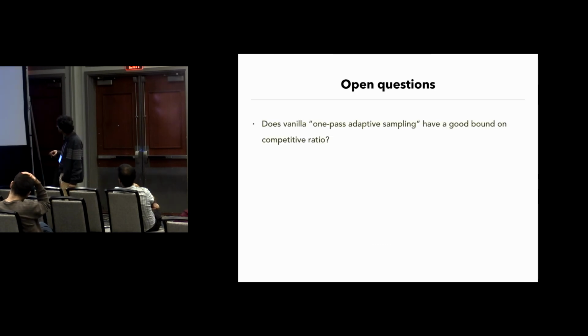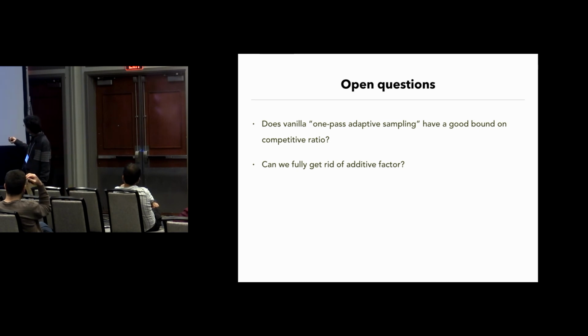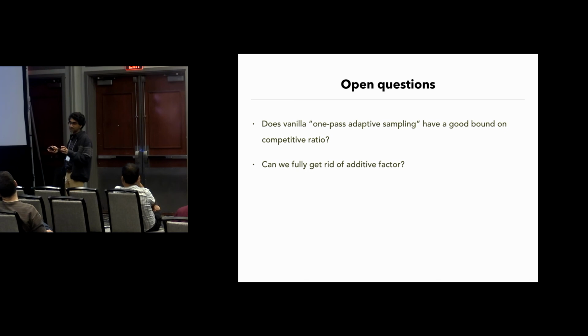And all right, so let me end with a few open questions. So one thing, as I was saying, we don't know if a vanilla 1-pass adaptive sampling actually gives any bound. Okay? We didn't go too much into it because we had some examples that showed that this gives worse bounds. So it's a simple algorithm, but it gives a little bit worse bounds.